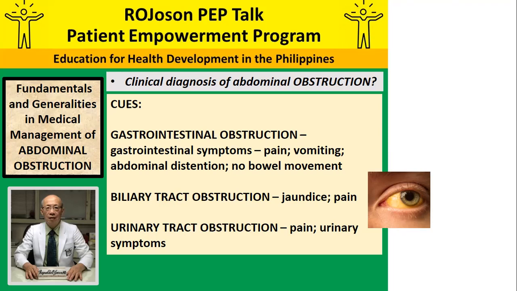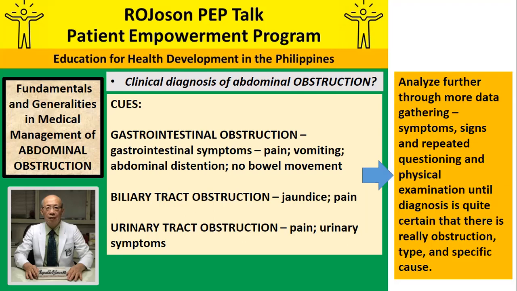The easiest will be the presence of jaundice. Kaagad, you suspect biliary tract obstruction. Without jaundice, you suspect either gastrointestinal or urinary tract obstruction. If there are cues that there are urinary disturbances, then you think of urinary tract obstruction. Kung wala, especially if there's vomiting, abdominal distension, no bowel movement, then you think of gastrointestinal obstruction.